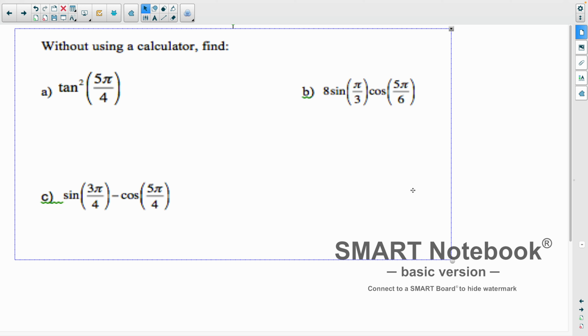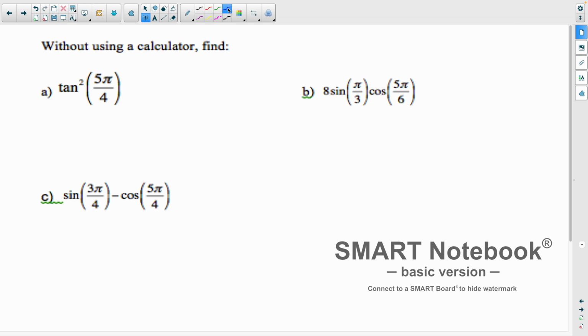So what do you notice in part A? That looks weird. It's a square. Why did they do that? Technically, you can't type that into the calculator like that. The way we have to put this in is tangent of 5 pi over 4, and then we're squaring the whole thing. That's what that means.